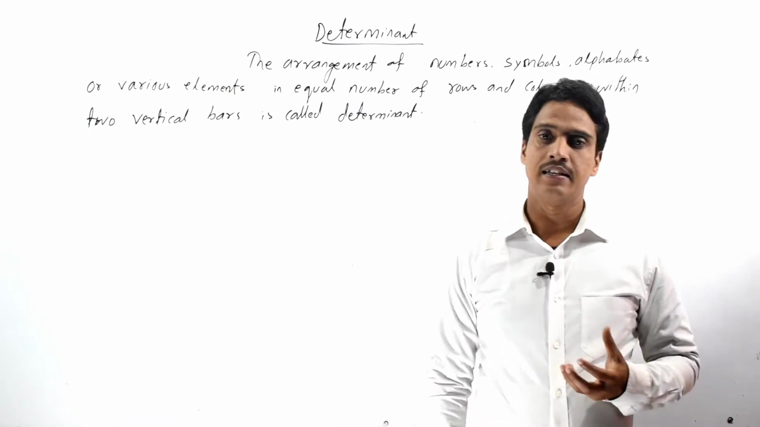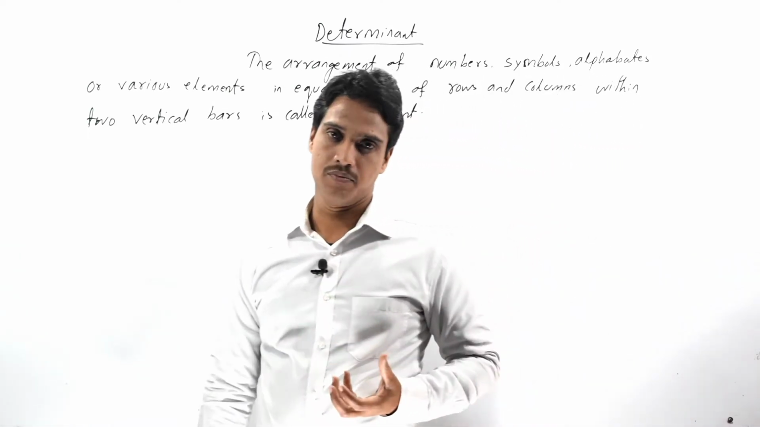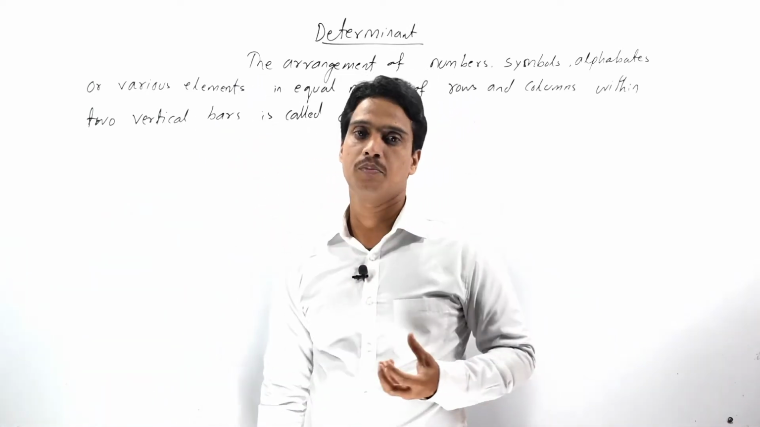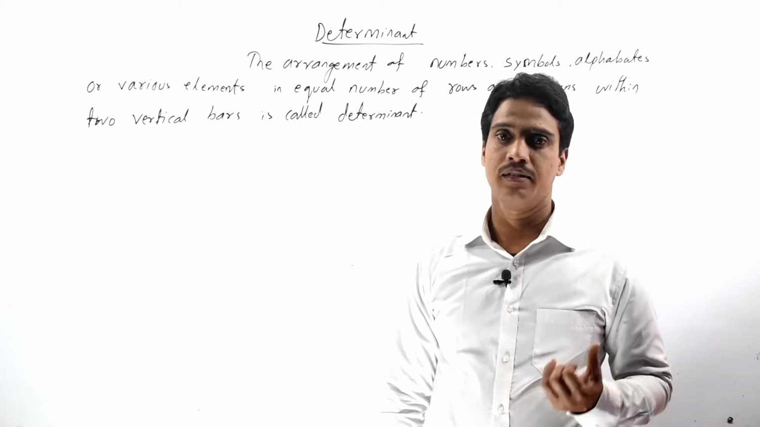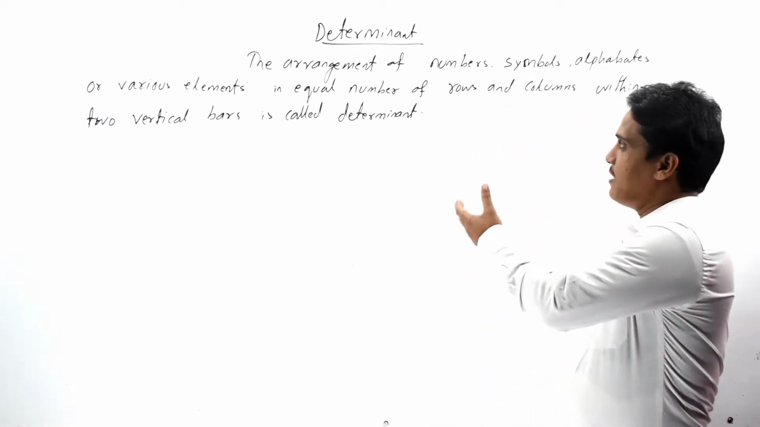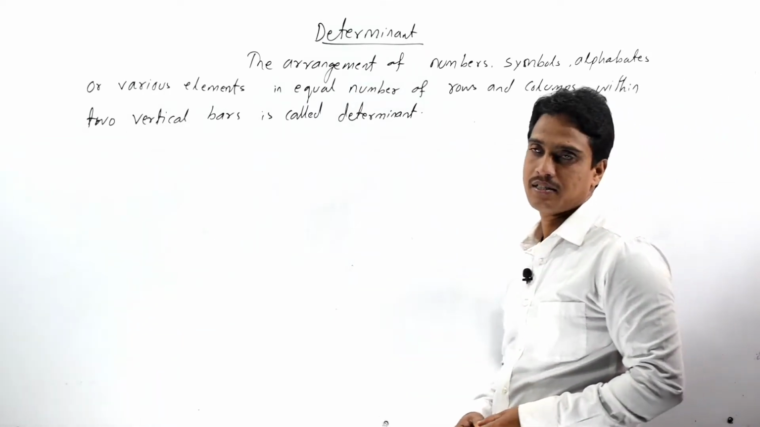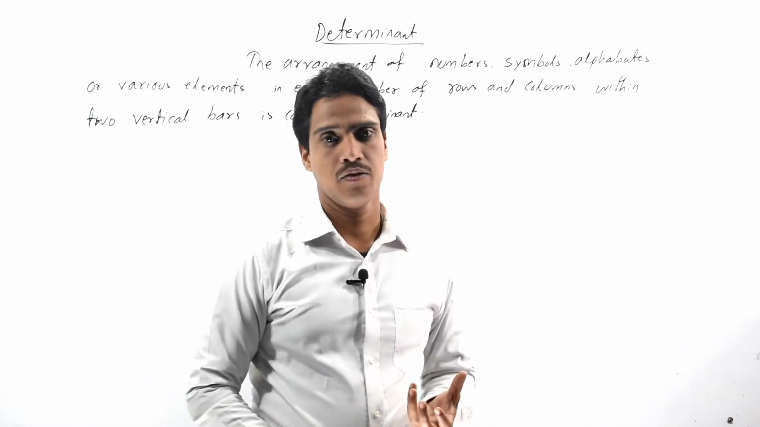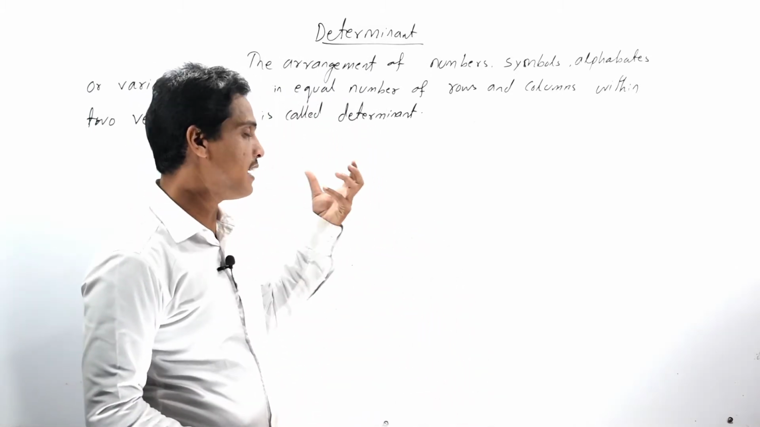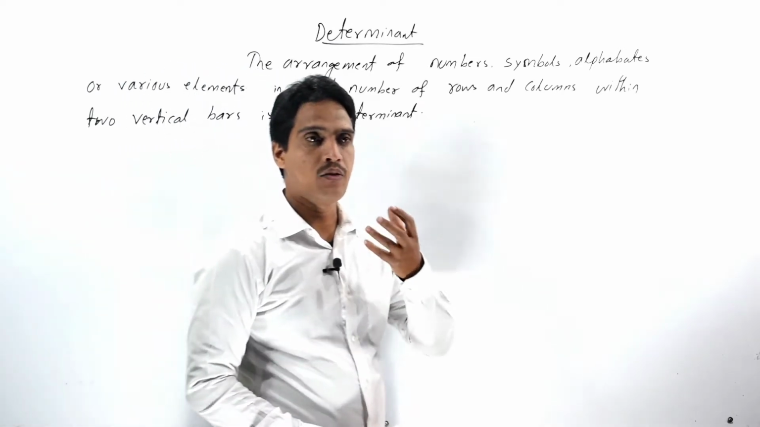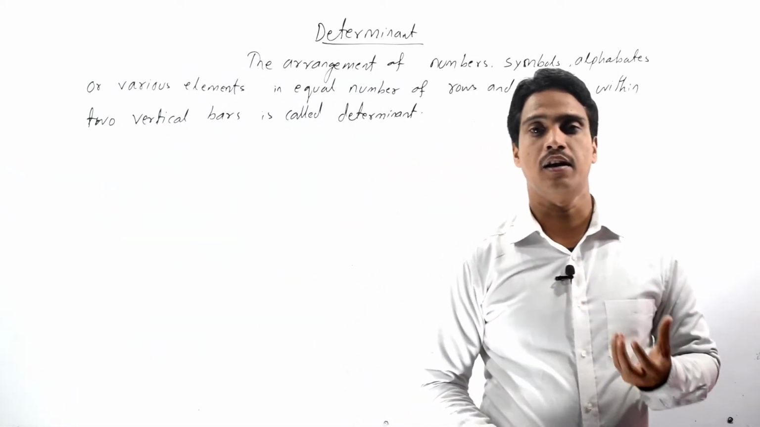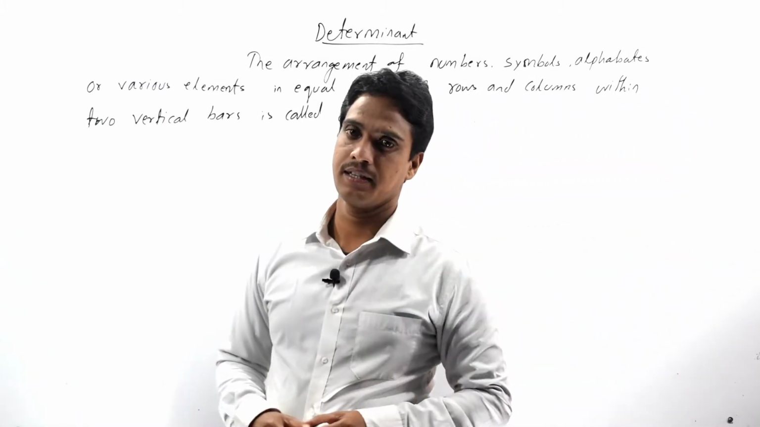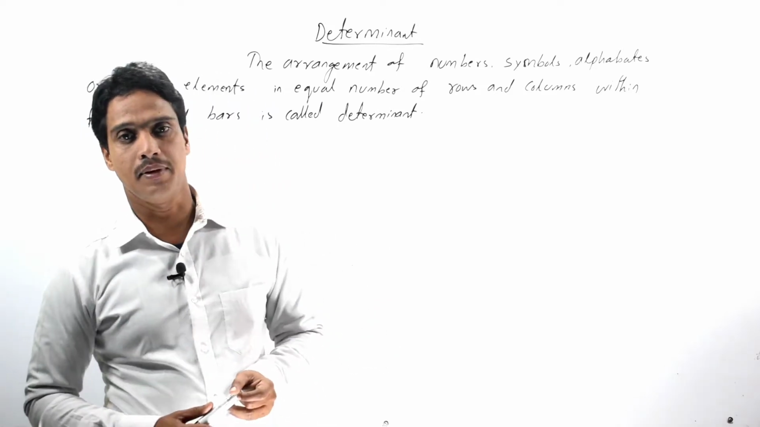A determinant is simply an arrangement of various elements in an equal number of rows and columns. That means the arrangement of numbers, symbols, alphabets or various elements in an equal number of rows and columns within two vertical bars is called a determinant.